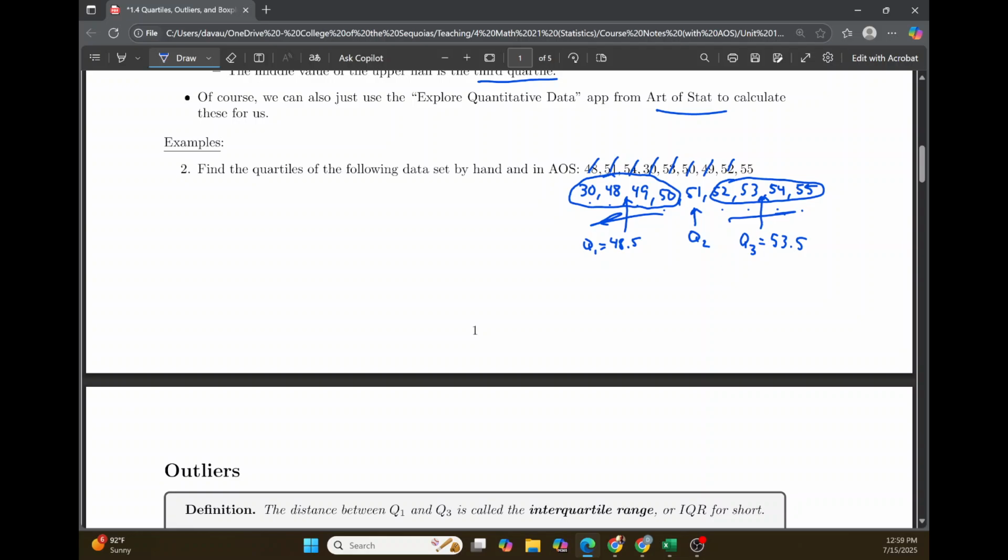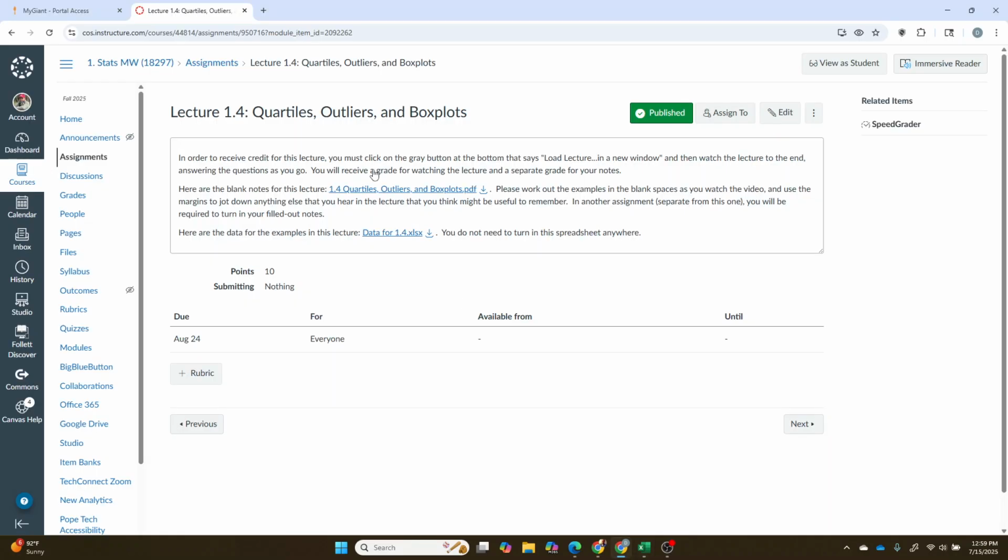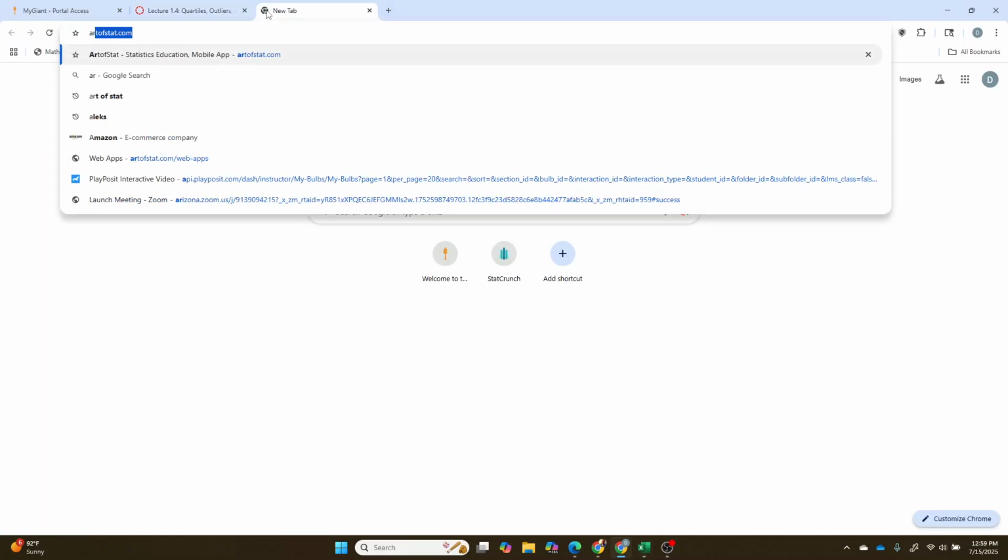Okay, let's head over to Art of Stat and see if we can do the same thing in Art of Stat. So first of all, I've got the data here. I'm going to go ahead and select these values and copy them. And then I can head over to Art of Stat.